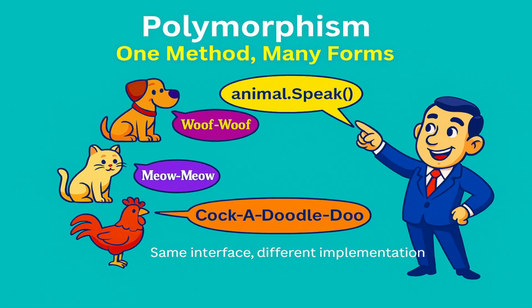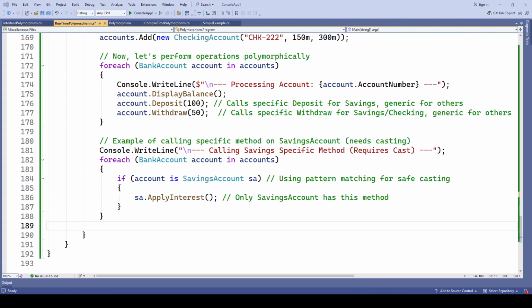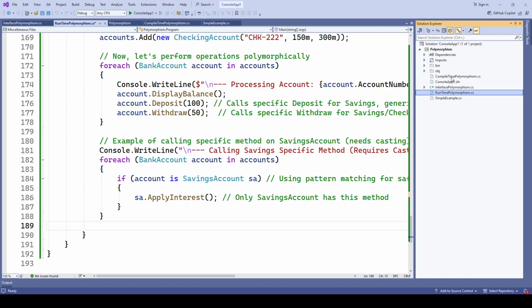So once again, polymorphism, the way we defined it: one method, many forms. The ability of an object to take on many forms. That is what polymorphism is. So right away we will dive into the code and try to understand with the help of the code as well. Let me quickly show a basic example of polymorphism.